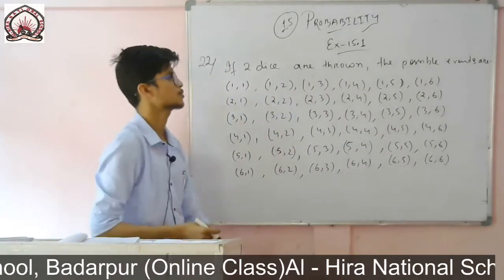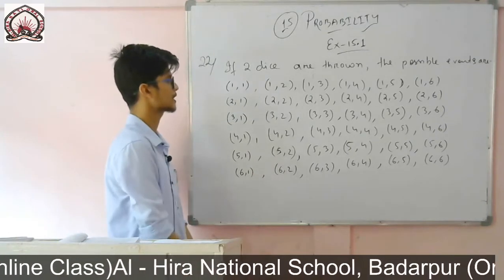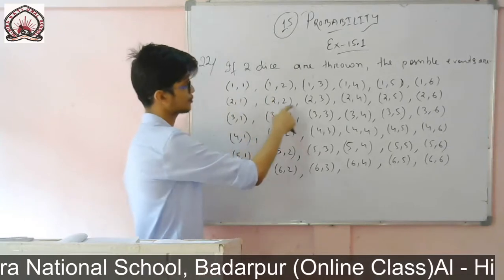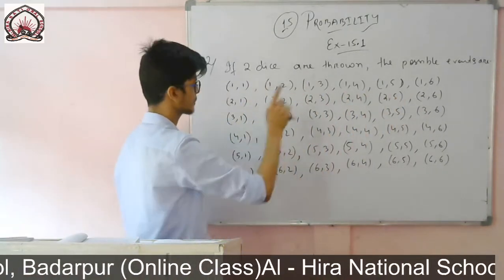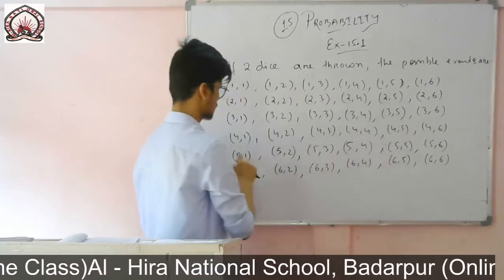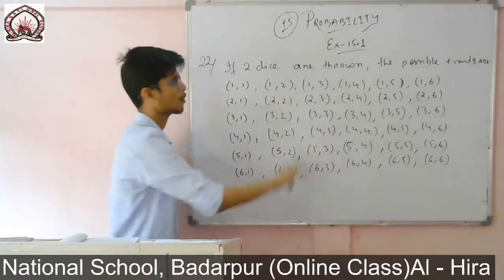1 1, 1 2, 1 3, 1 4, 1 5, 1 6. Then 2 1, 2 2, 2 3. I have kept 2 in one die constant, and the other die I have changed 1 2 3 4 5 6. Then again 3 1 2 3 4 5 6, then 4 constant, 1 2 3 4 5 6. Yes, so these are all possible outcomes.